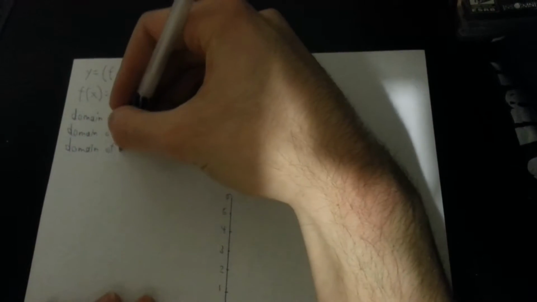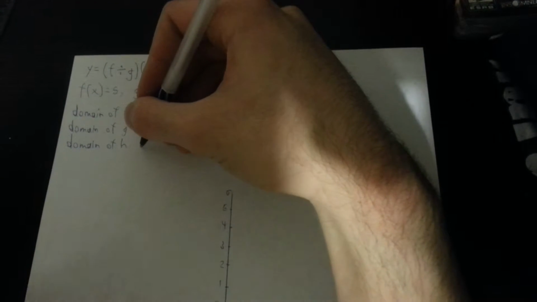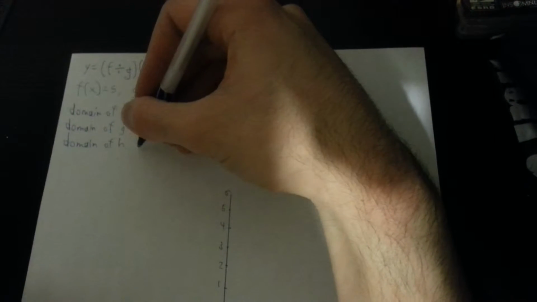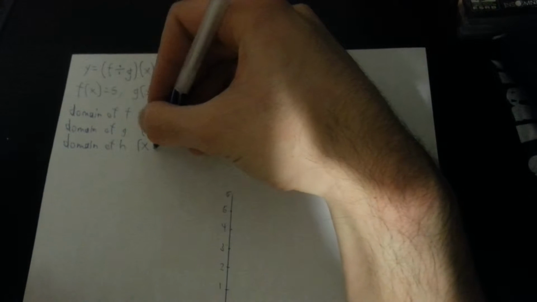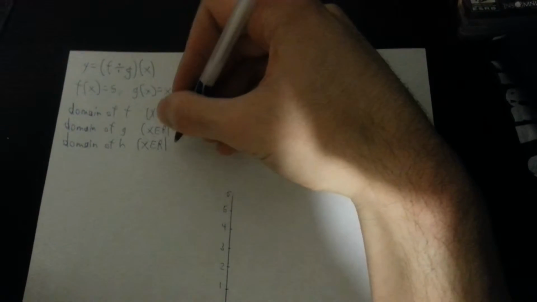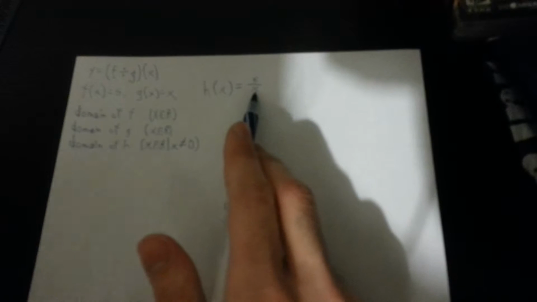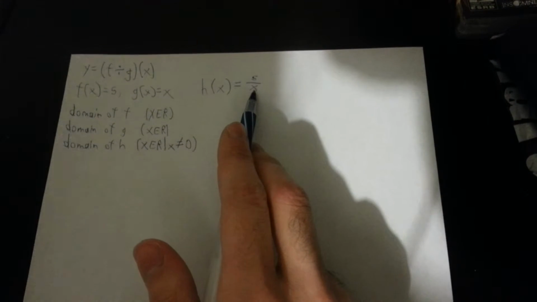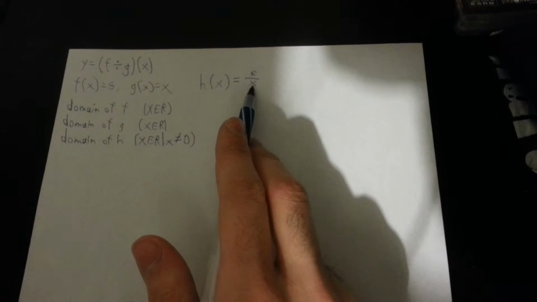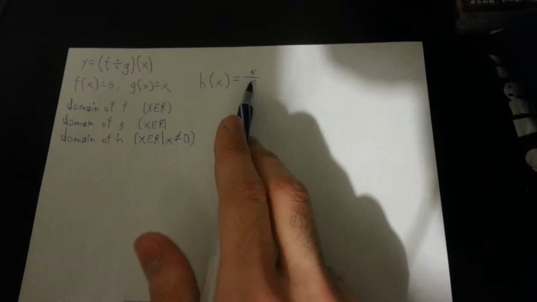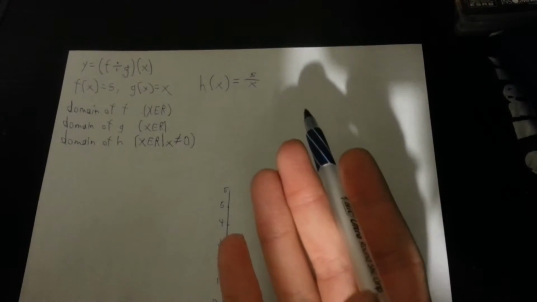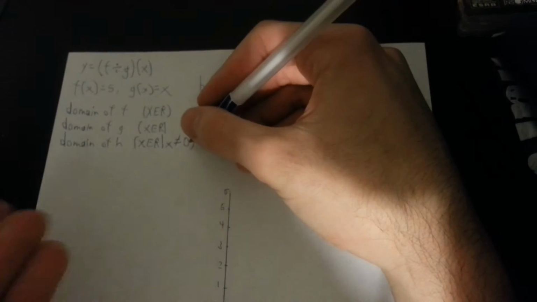The last one, of course, is going to be domain of h, which this one's going to be x is all real numbers so long as x cannot equal 0. The reason for this is because x is on the bottom, it's the denominator, and with the denominator, if the denominator equals 0, it's going to get an error. You can't really do that, which is why it cannot equal 0.